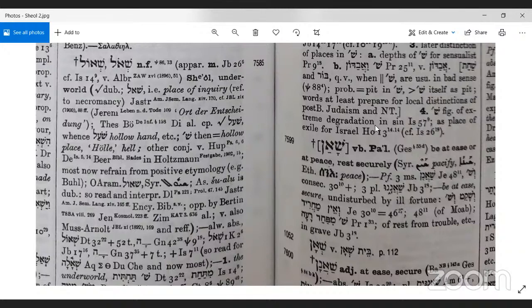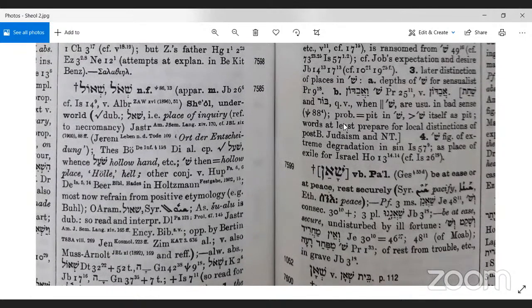Of extreme degradation and sin as place of exile for Israel. That's in Hosea. So I think that tells us this stuff is coming after Babylonian captivity from Judaism. Judaism is not us, right? That's a religion. Exactly. Not a bloodline, a religion. So that pretty much covers it.